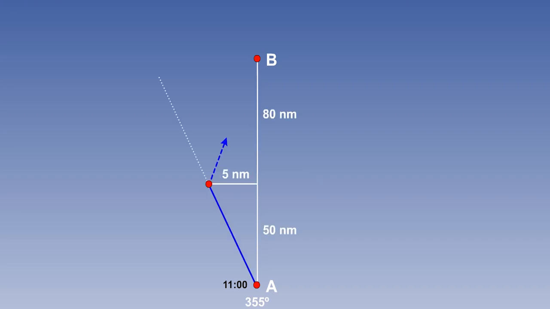A fix is taken at 11:15, and we are 5 miles left of track and have flown 50 miles along. We decide that there is no reason why we should not turn directly to the destination, 80 miles away. How many degrees do we need to alter our heading?